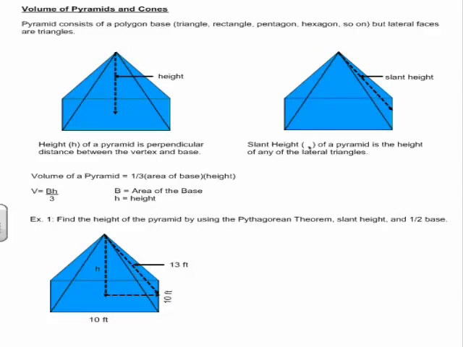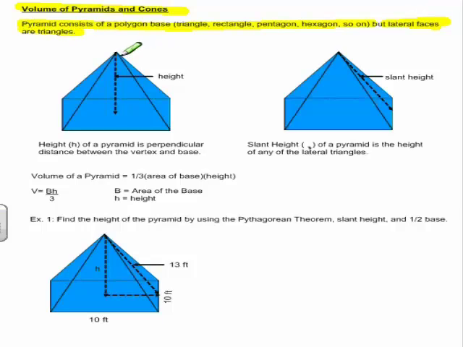Okay, today students we want to talk about the volume of a pyramid and volume of cones. Just a quick reminder, pyramids consist of a polygon base, which is a triangle, rectangle, pentagon, hexagon, and so on. But the sides of the pyramid, which are called the lateral faces, are triangles.